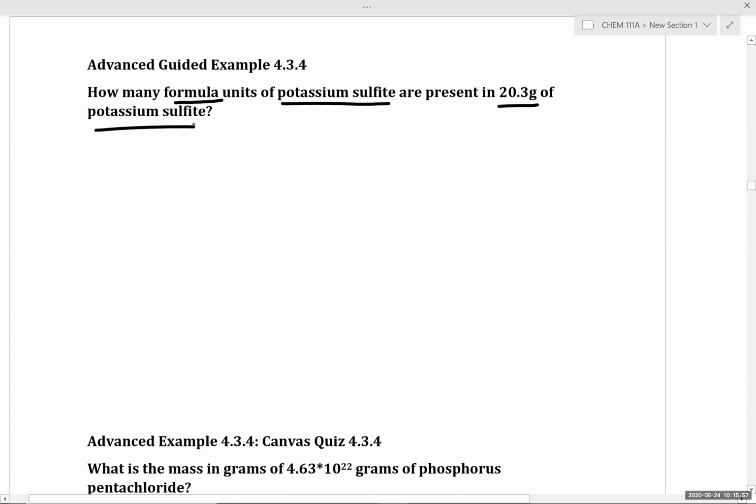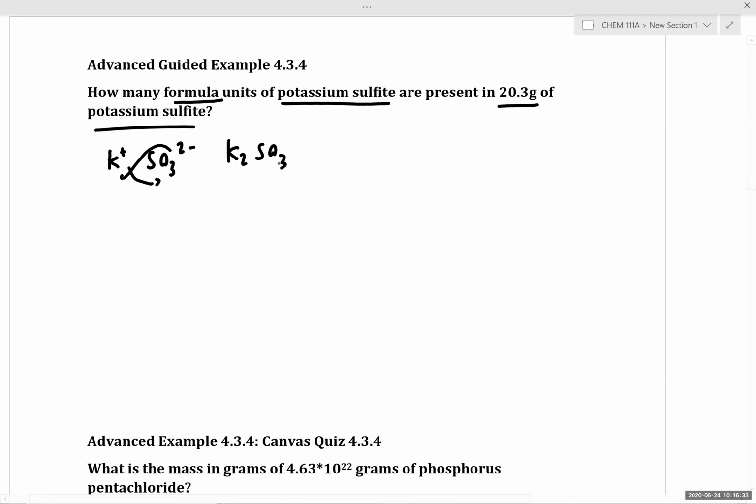So first things first, we need to figure out the formula of potassium sulfite. Would someone like to volunteer the formula of potassium sulfite? K2SO3. Yep, exactly right. So potassium is K plus, sulfite is SO3 2 minus. We cross our charges and we get K2SO3. So this is potassium sulfite.